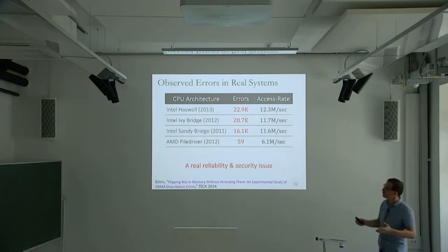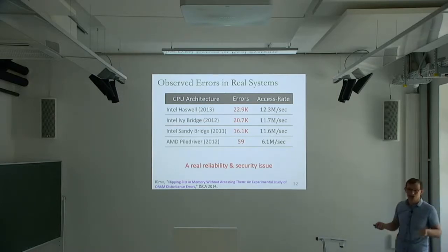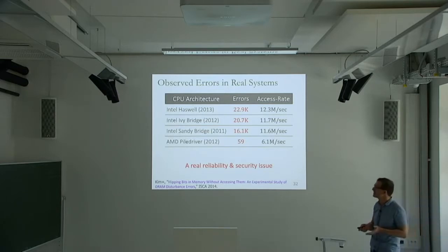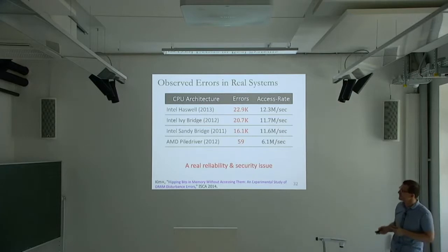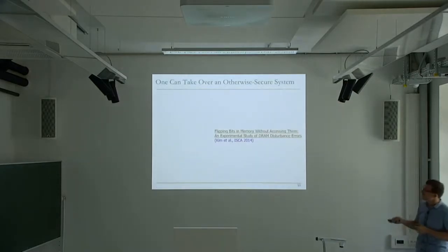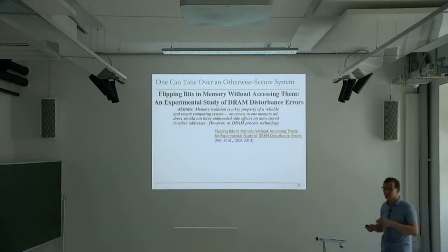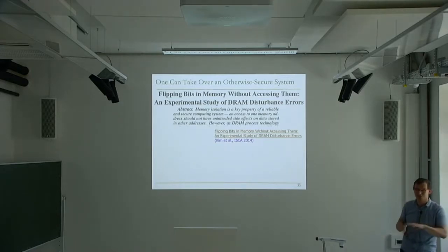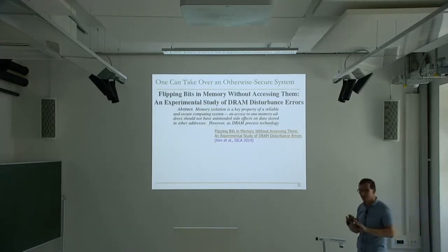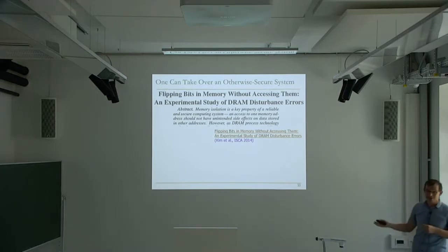But more than a reliability problem, this is a security problem because somebody can intentionally do this. There's nothing that prevents them from doing this. And as a result, the whole system is completely vulnerable. And that's what we said in the paper. Basically, the first sentence the paper starts with is, memory isolation is a key property of a reliable and secure computing system, and access to one memory address should not have unintended side effects on data stored in other addresses. I believe this is very fundamental. We should really maintain this invariant. But RowHammer essentially violates that invariant.